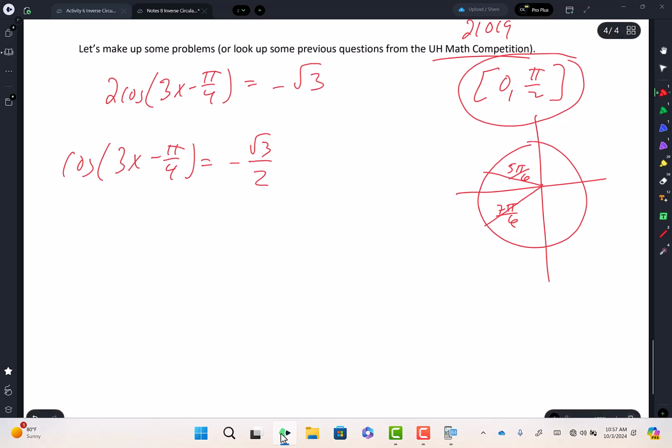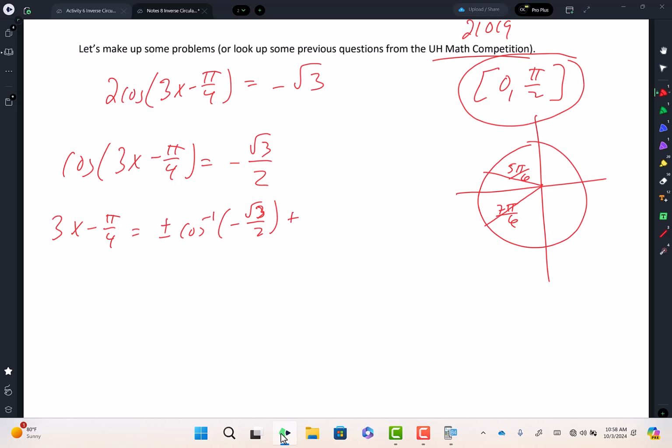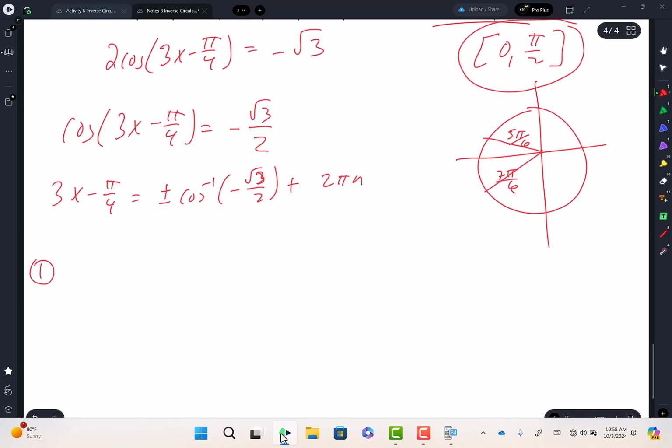So look, inverse cosine. We're going to get rid of that cosine, right? By doing what? I kind of said the answer. Inverse. So here we go. 3x minus pi over 4 equals, and I'm going to write plus or minus arc cosine of negative square root of 3 over 2, plus 2 pi n. And I'm going to write equation 1. Even though I wrote plus or minus, we'll come back to that in a little bit.